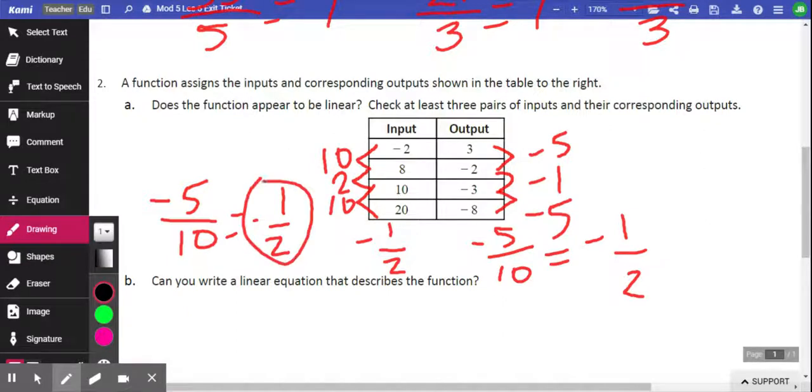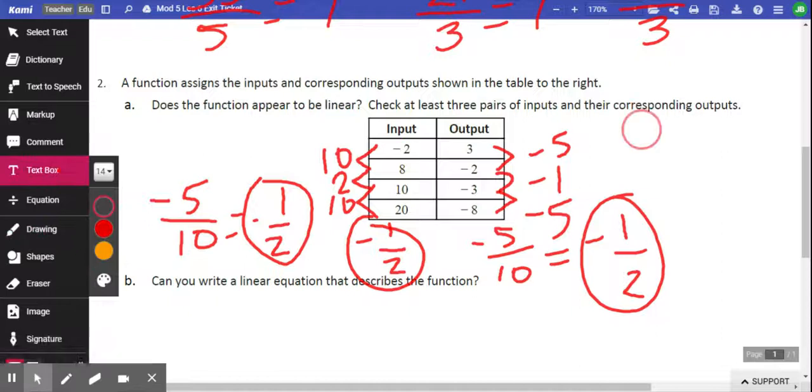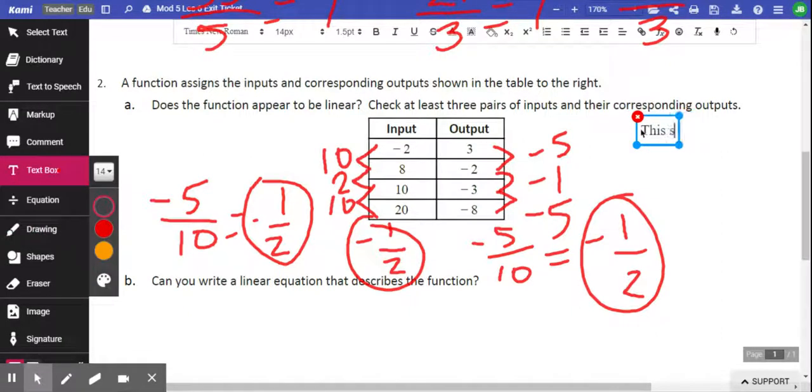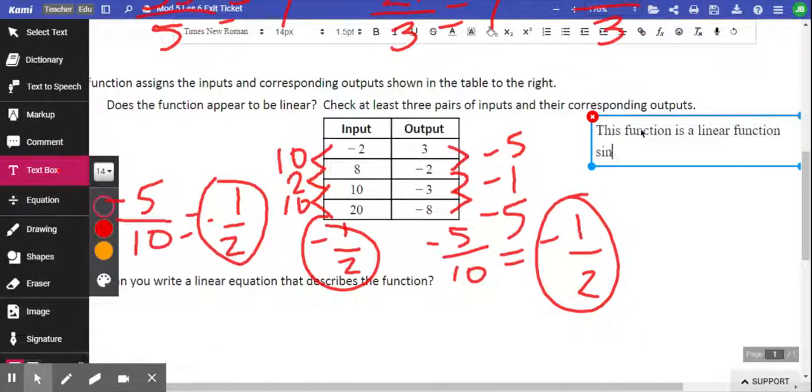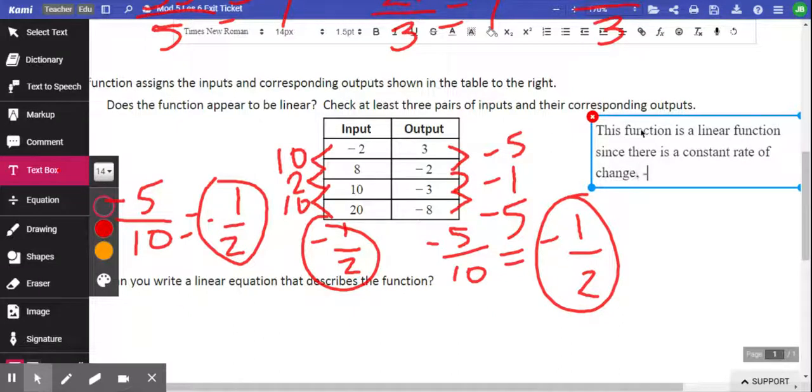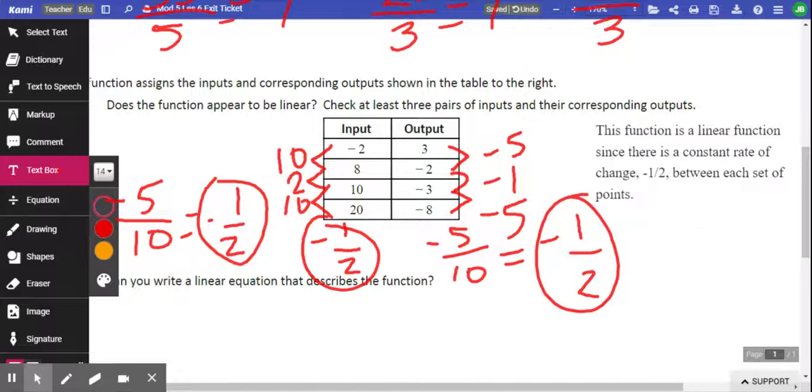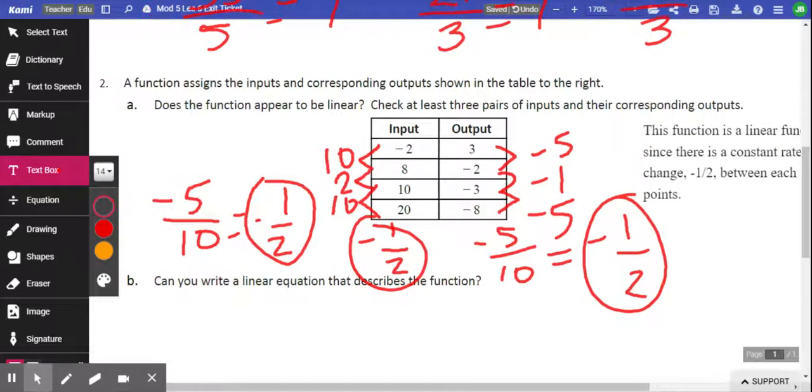You see, this is the same as this and as this. So therefore, since all of them are the same now, we can say this function is a linear function. Since there is a constant rate of change, you can throw in right here -1/2 between each set of points. So since it is now linear, we've established that it is linear.